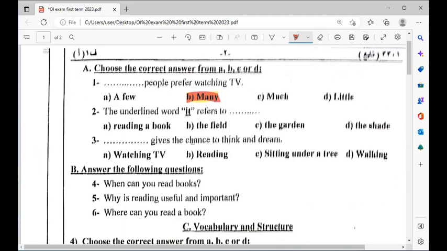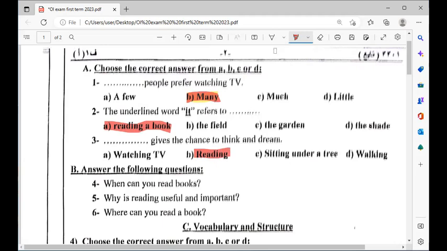The underlined word "it" refers to, as we said before, reading a book, not the field, the garden, or the shade. Number 3: gives the chance to think and dream. Watching TV, reading, sitting under a tree, walking. Of course, reading. Reading gives you the chance to think and dream.